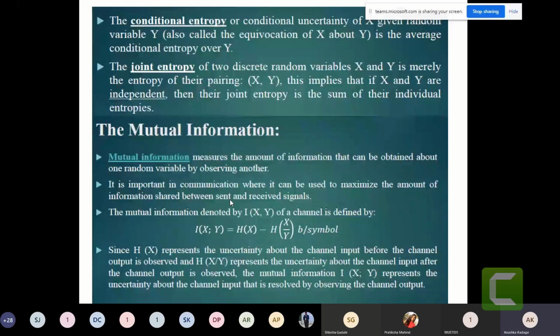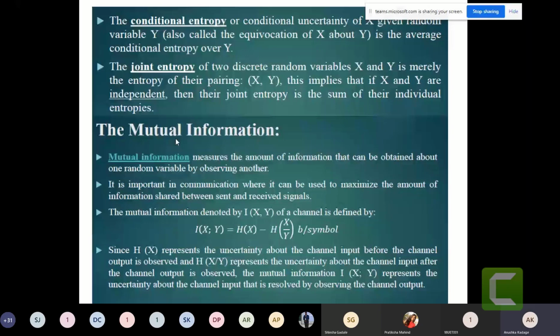And the channel parameter we are calling mutual information. Until now we have seen the parameters of information, then we went to entropy, then we saw the concept of self-information, then the different varieties of entropies, their derivations and numericals based on that. So the next concept, mutual information, we are going to start today.